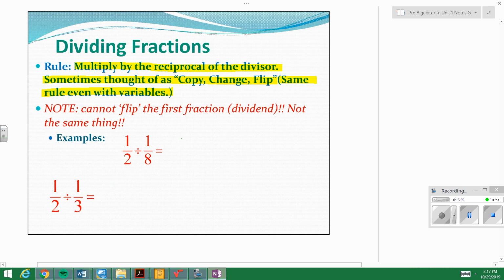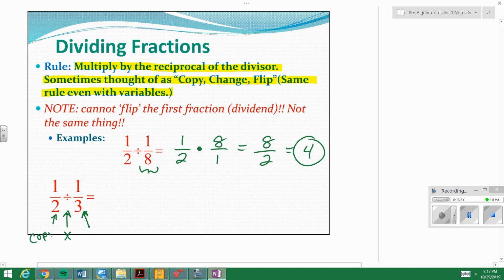So we just did these two examples. 1/2 being divided by 1/8 is the same thing as multiplying by the reciprocal of the divisor. The reciprocal is the multiplicative inverse. It is the number that gets multiplied to get 1. So copy, change, flip becomes 8 over 2, which is 4. I'm going to rewrite, copy the first number called the dividend, change the operation to multiplication, and I'm going to flip the divisor to its reciprocal.